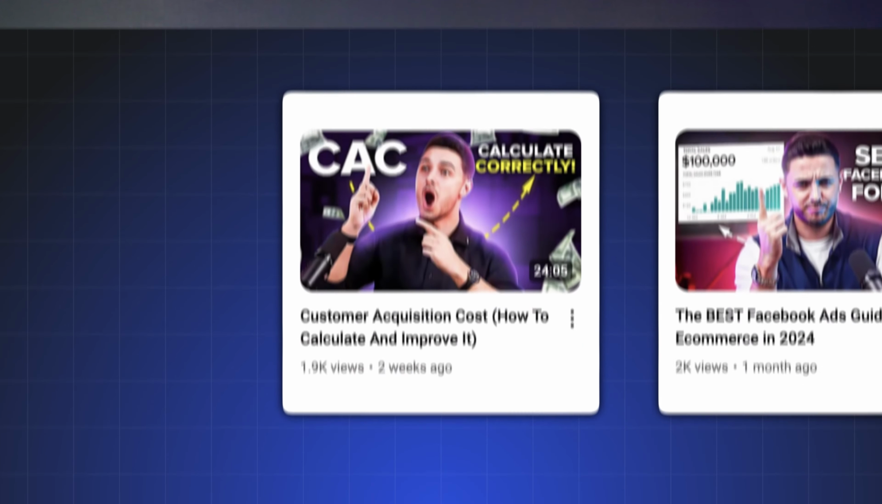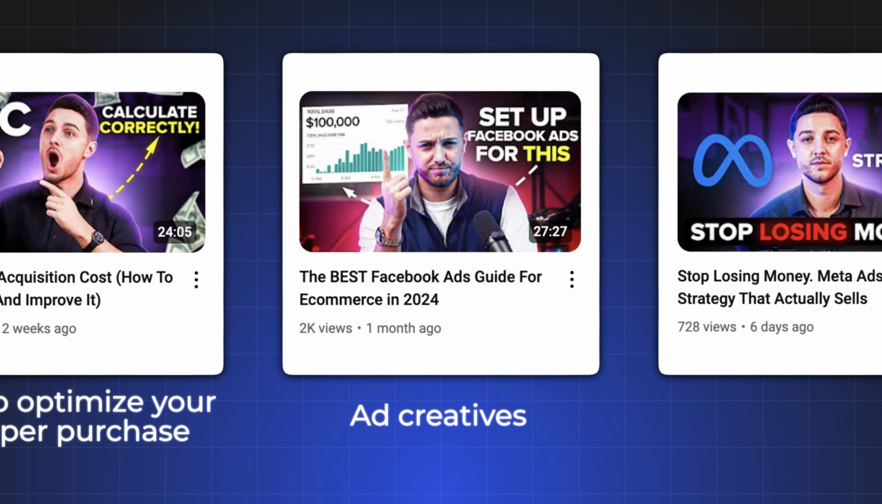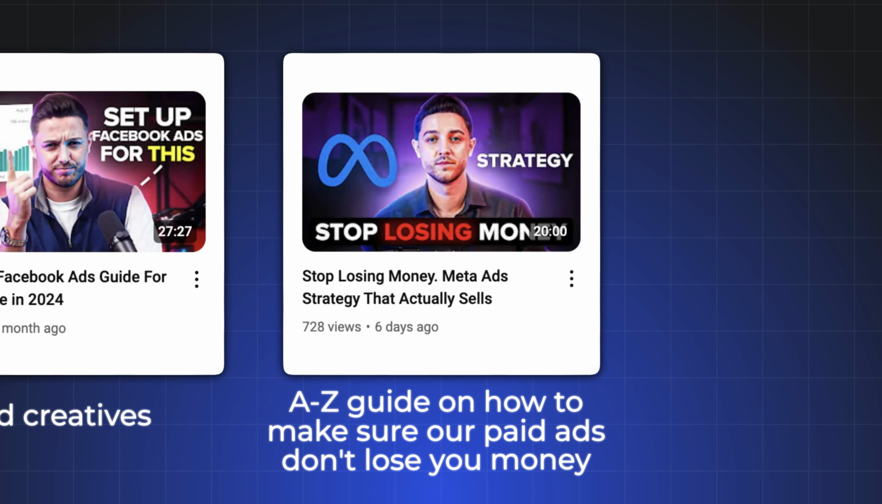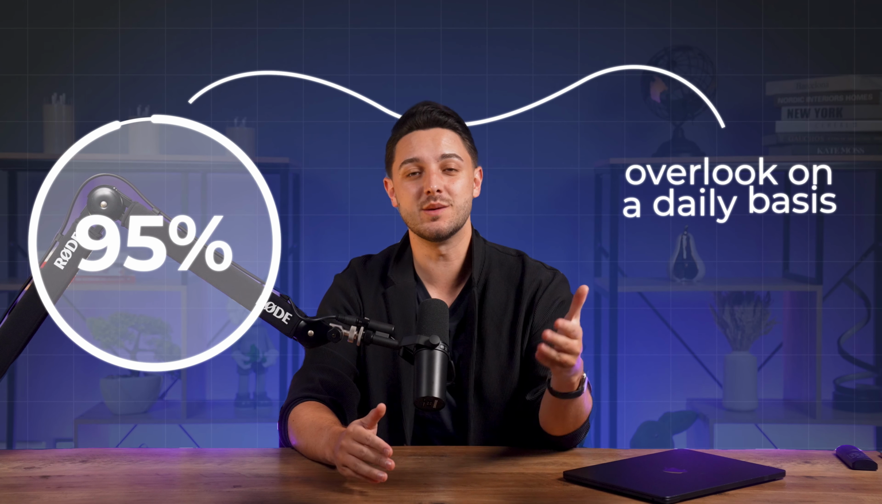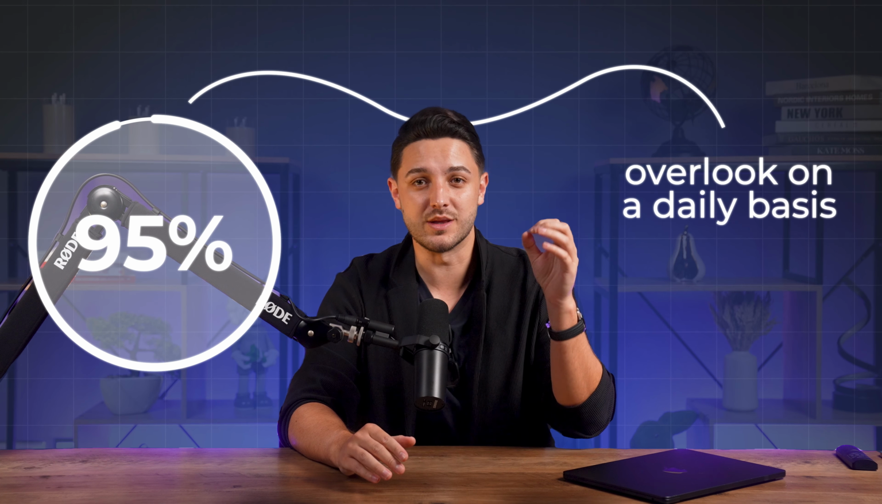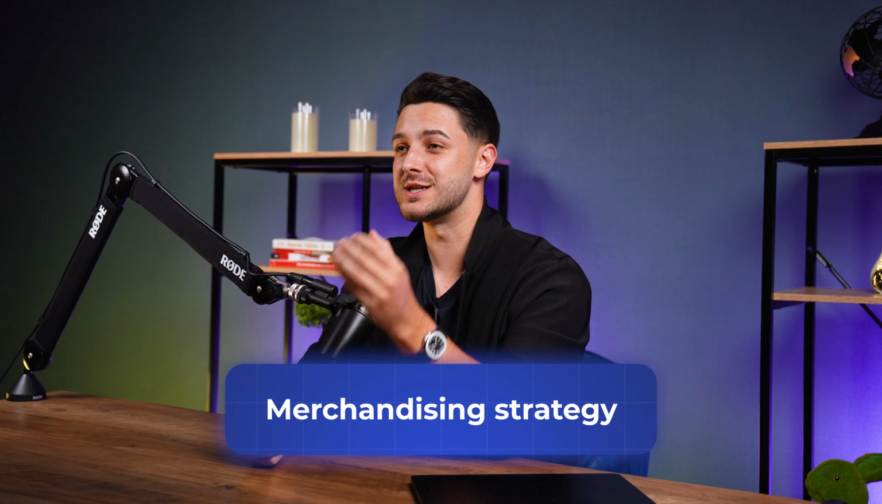So we've talked about how to optimize your cost per purchase. We've talked about your ad creatives. We've even talked about our A to Z guide on how to make sure our paid ads don't lose you money. But today we're talking about one of the most overlooked things that 95% of e-commerce founders and operators overlook on a daily basis, which can sometimes be the one reason why they're not scaling as much as they could be or should be. And that one reason is merchandising strategy.